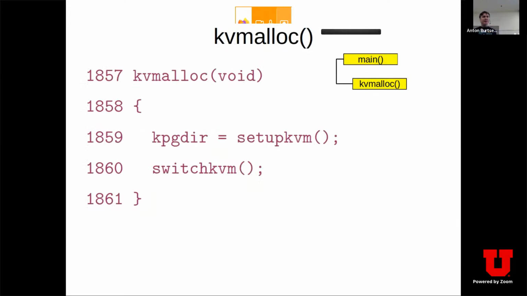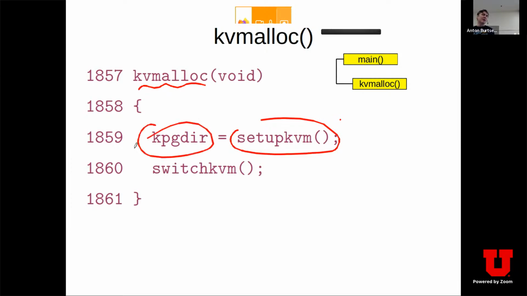Okay, so we're descending into this kvm alloc function, and we say, okay, we will call this setup kvm. Essentially, this function will return us a kernel page directory, that root which we can allocate internally. Then we immediately switch the hardware. The switch kernel virtual memory will switch to this new page table, right? Essentially, we'll set CR3 to point to this page table. But let's first take a look at how this setup kvm is implemented.